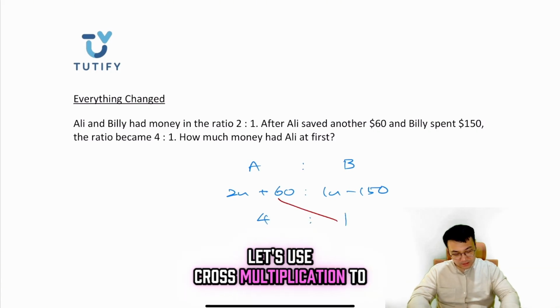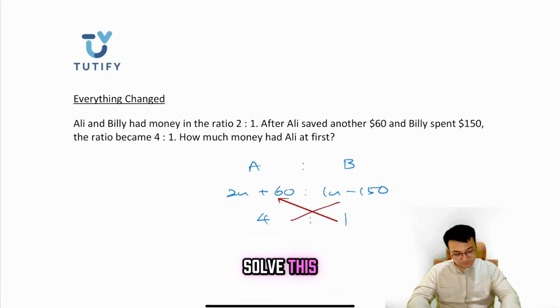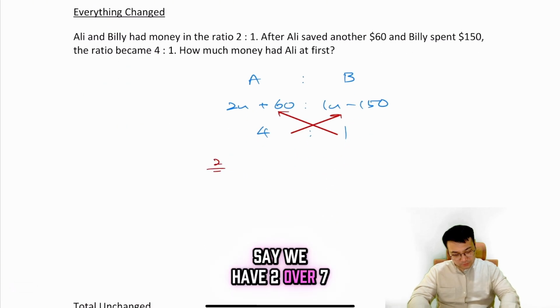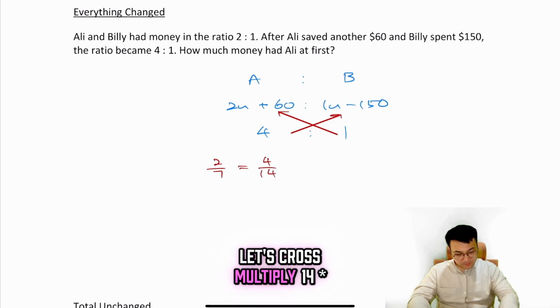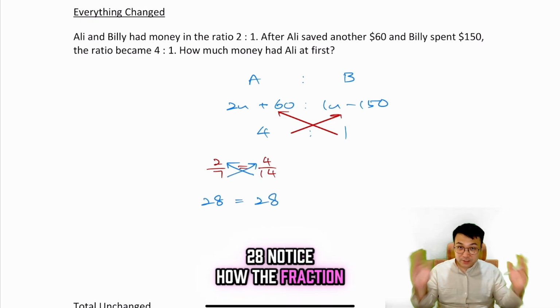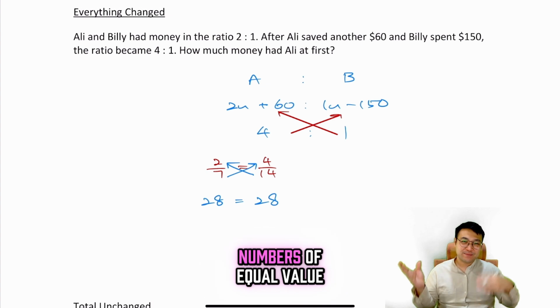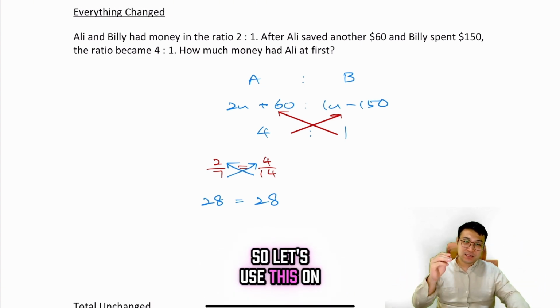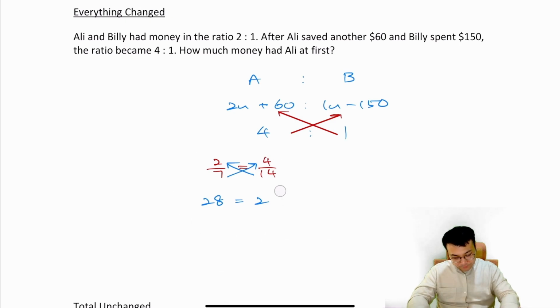Let's use cross multiplication to solve this. What is cross multiplication? Say we have 2 over 7. I'm sure you agree it equals 4 over 14. Let's cross multiply. 14 times 2 gives us 28. 7 times 4 gives us 28. Notice how the fraction is gone, and we have two whole numbers of equal value on both sides of the equal sign.